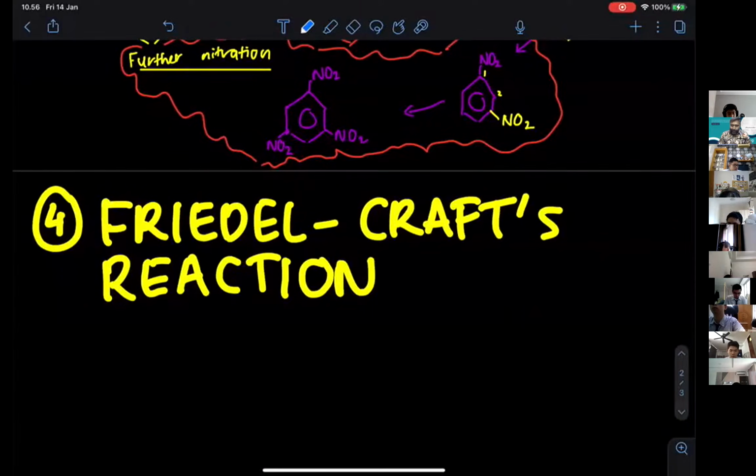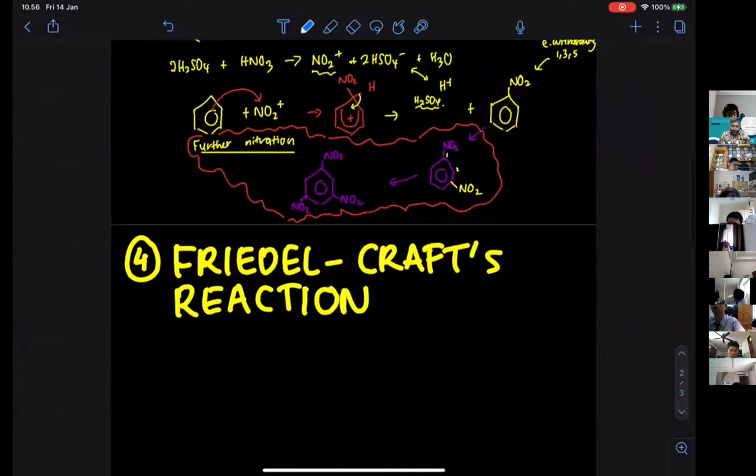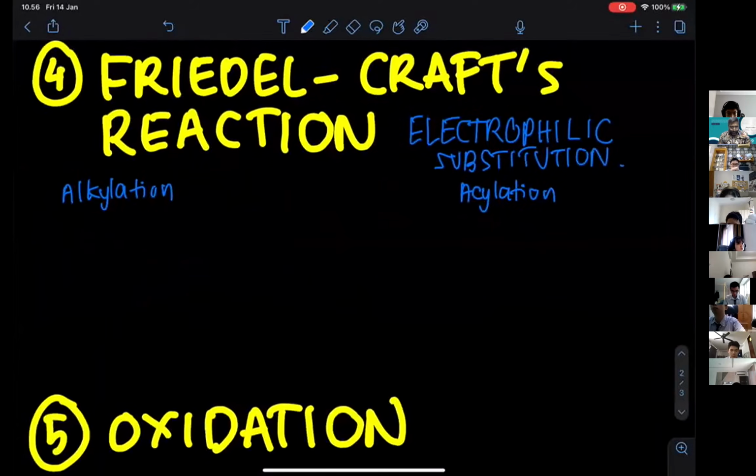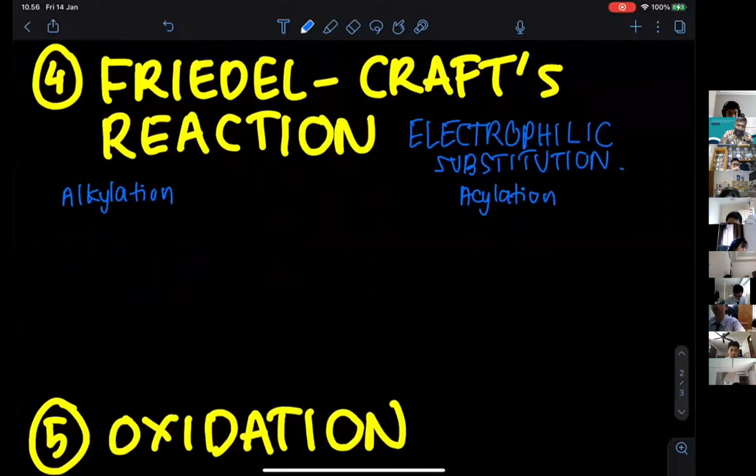This is electrophilic substitution also, and it applies to benzene. We have 2 types, which are alkylation and acylation. Both of them are considered Friedel-Crafts reactions. So let's say I'm writing down an example for alkylation.